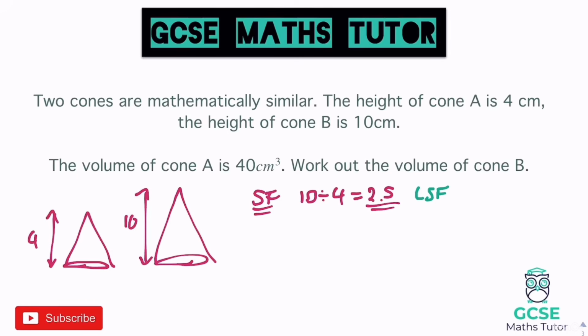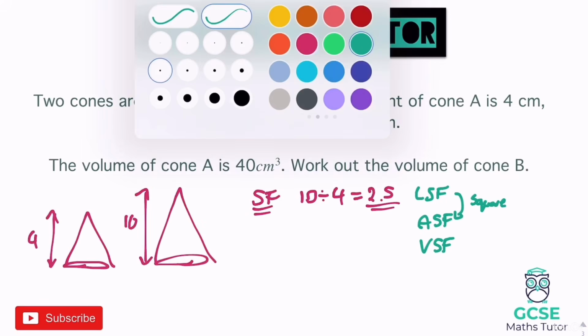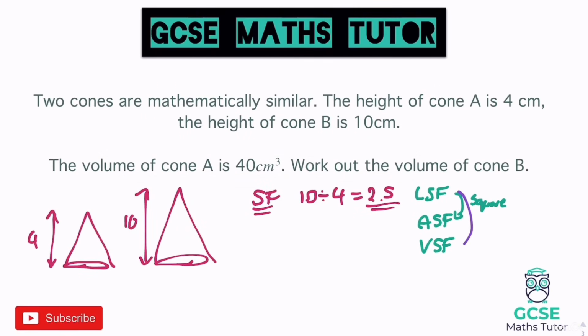Now there's 2 more scale factors we could want to look at, and that's the area scale factor or the volume scale factor. And to get from the length scale factor to the area scale factor, you square it. Okay, so we square the scale factor. To get from the length scale factor down to the volume scale factor, you have to cube it.